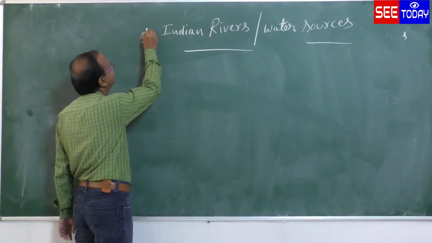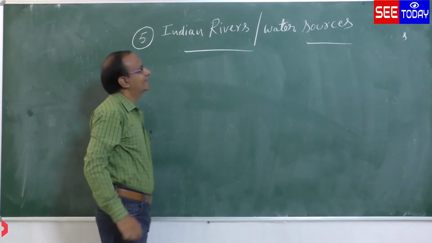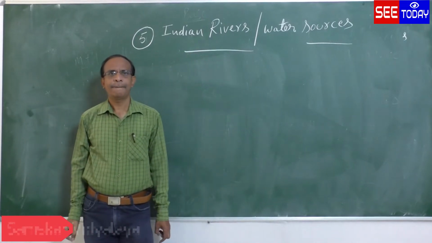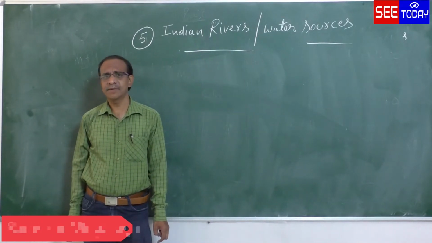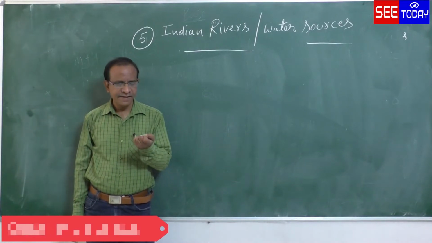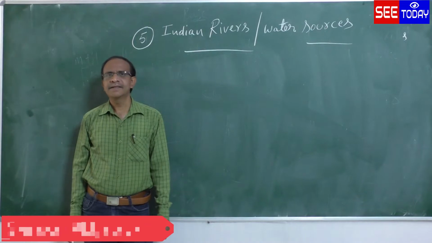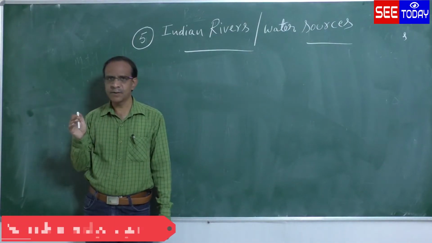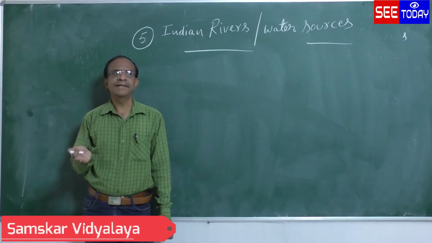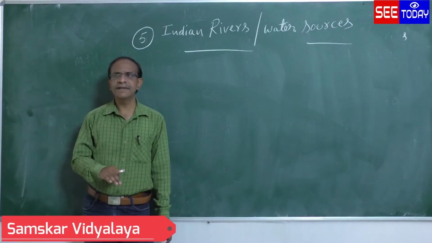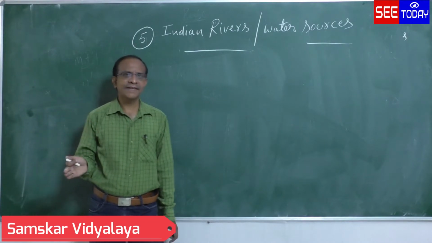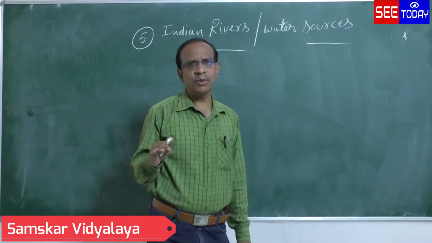Yes, good morning children. We are continuing this fifth lesson on Indian rivers and water sources. Related to this, we discussed how 70% of the water sources are polluted, how many million hectares of land we have under the flood-prone zone, and how many million hectares under the drought-prone zone.